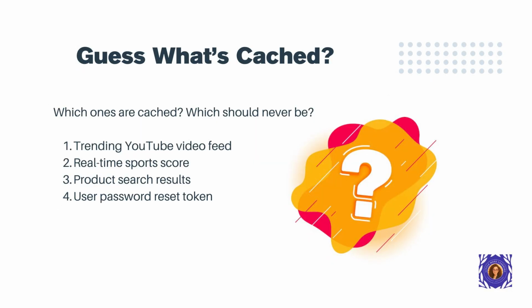To test your understanding, let's consider a quick quiz. Guess what's cached? We'll show you 4 items, and I'd like you to consider which ones are likely cached and which should absolutely never be. First, a trending YouTube video feed. Second, a real-time sports score. Third, product search results. And finally, a user password reset token. Think about the characteristics of each, its dynamism, its sensitivity, and its reusability, which are good candidates for caching and which demand real-time fetching. Answer in the comment section.